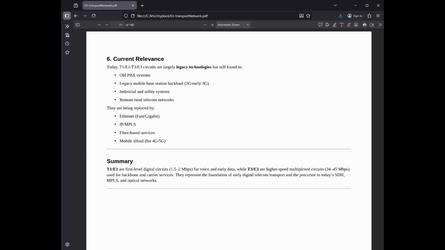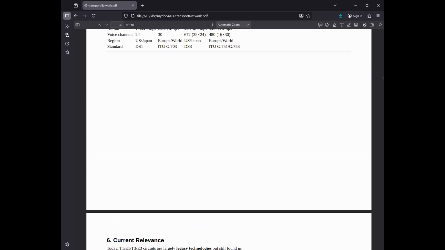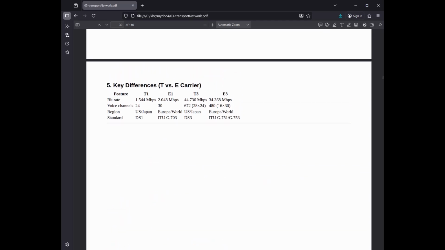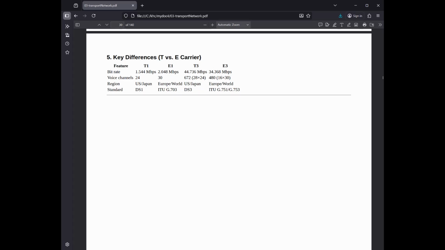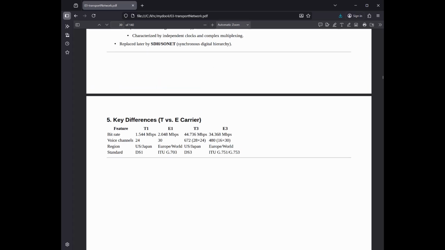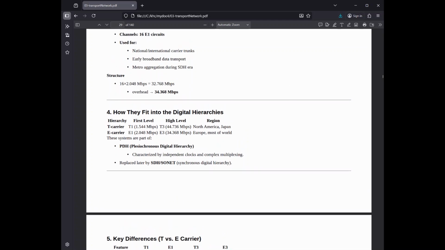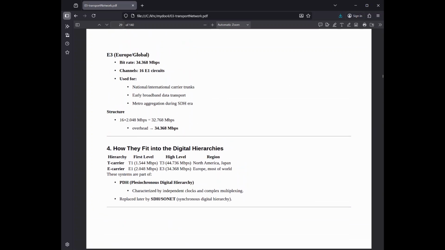DS2, 6.312 Mbps, 4 T1s bundled together, rarely used as a standalone service. DS3/T3, 44.736 Mbps, 7 DS2s, or 28 T1s, bundled together. European hierarchy, E-carrier: E1, 2.048 Mbps, 30 voice channels plus 2 signaling/sync channels. E2, 8.448 Mbps, 4 E1s bundled together. E3, 34.368 Mbps, 4 E2s, or 16 E1s, bundled together.